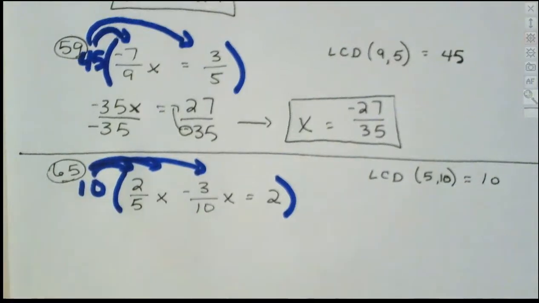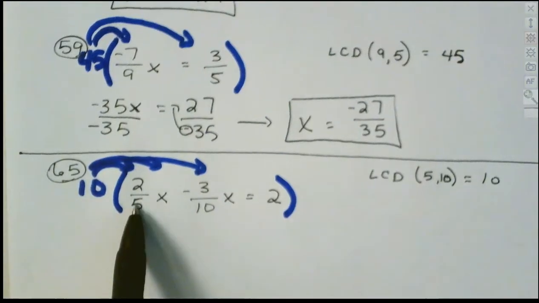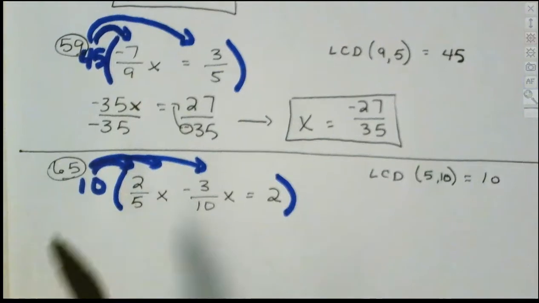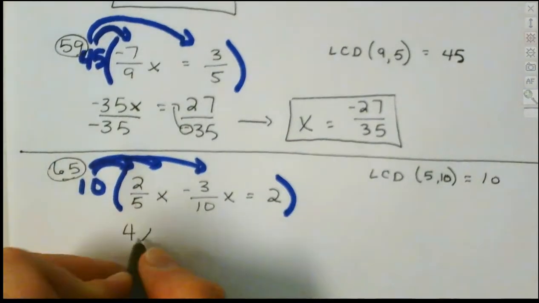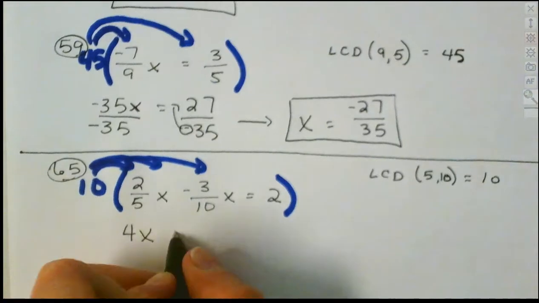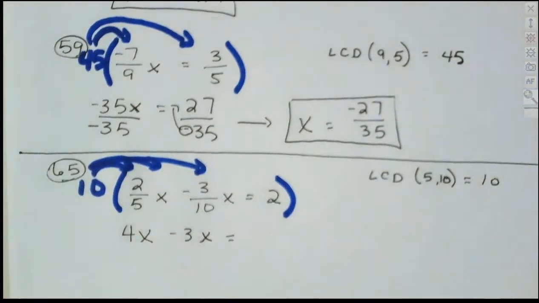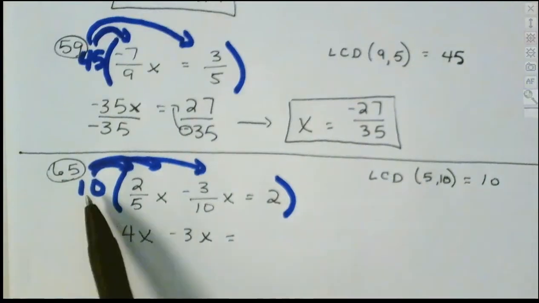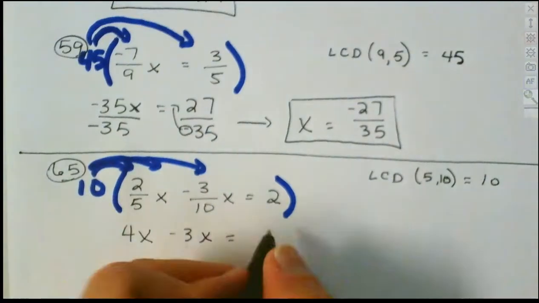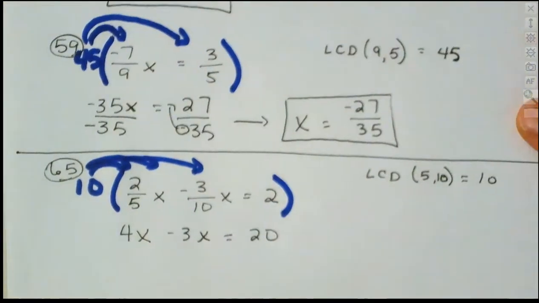So 10 divided by 5. 10 divided by 5 is 2. 2 times 2 makes it 4x. 10 divided by 10 is 1. 1 times a negative 3 makes it a negative 3, and we'll bring down our x. Now, do not forget the right-hand side. 10 times 2 makes it 20. Now we can finish it.